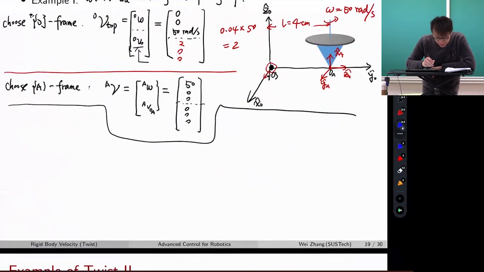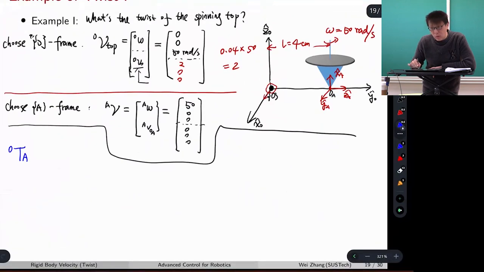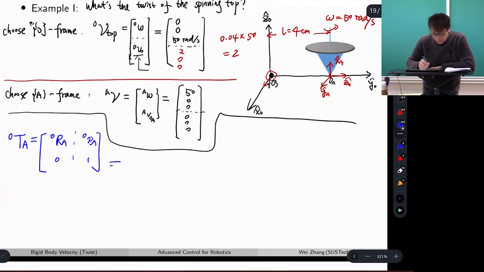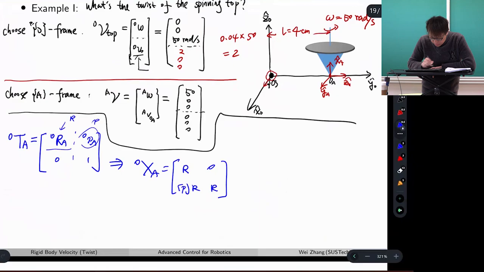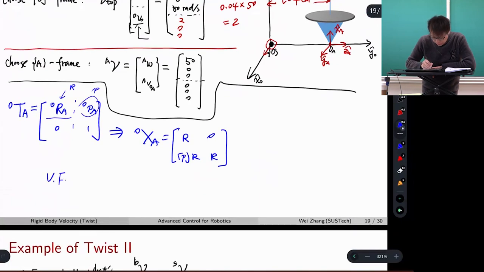That may be the exercise. I want you to do a change of coordinate. Let's say this is TAO. This is A, this is O, right? TAO equals what? RAO, PAO, 0, and 1. I want you to construct the corresponding change of coordinate matrix, or adjoint, which is X, A to O, which is R, 0, P, R, R. This is my R, this is my P, right? And I want you to verify for yourself that the twist in O equals X, A to O, times the twist in A.